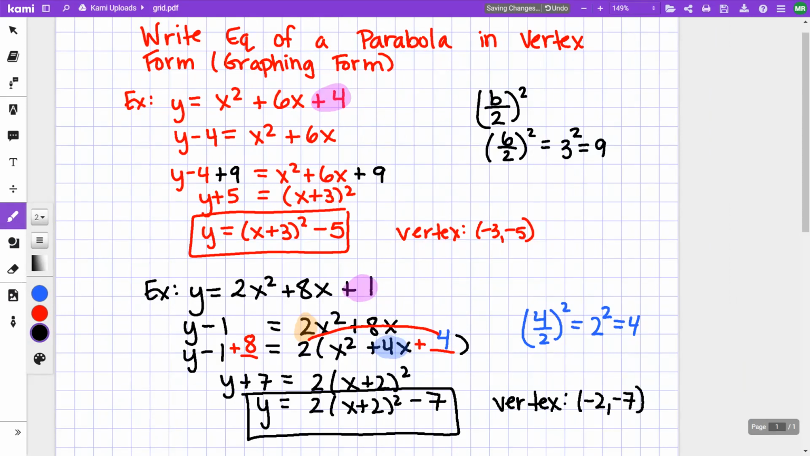And let me just jot up here. So when I say vertex form, I'm talking about a times x minus h squared plus k. That's vertex form. Okay. So that's the end of the notes on writing an equation in graphing form for a parabola.